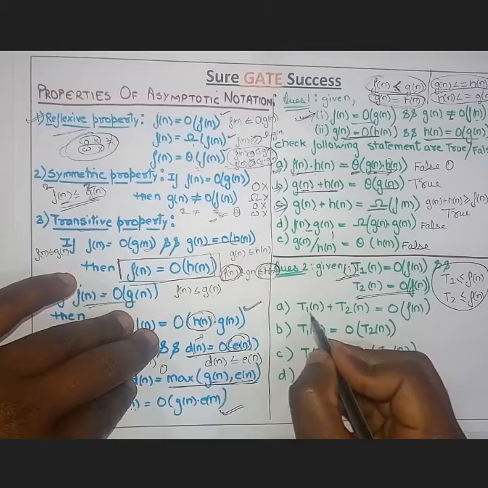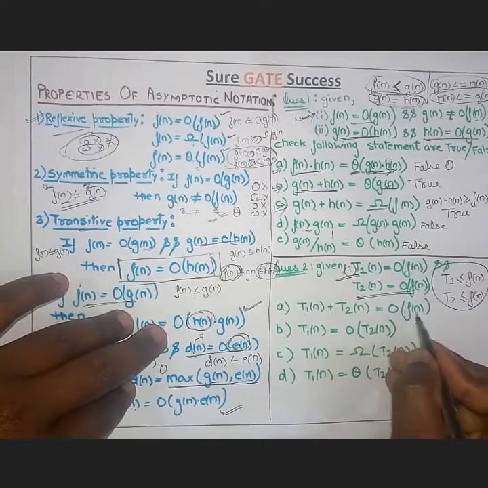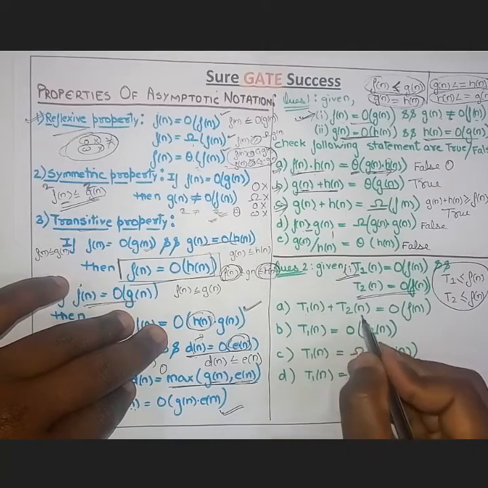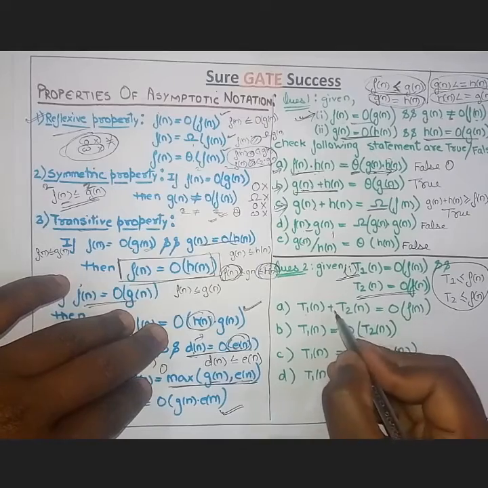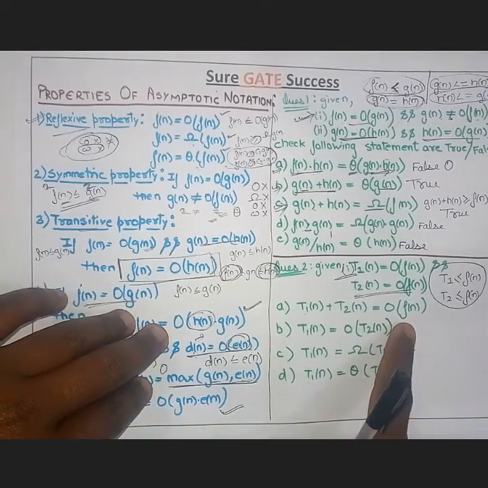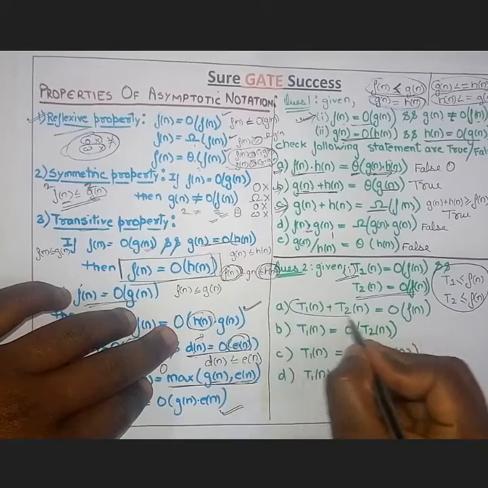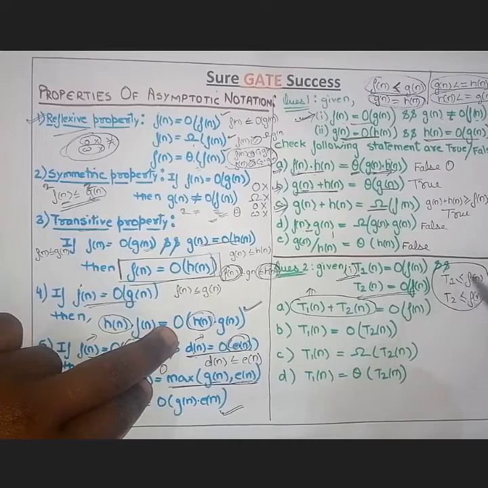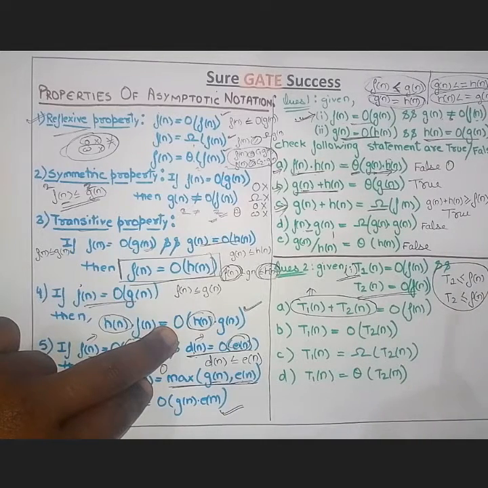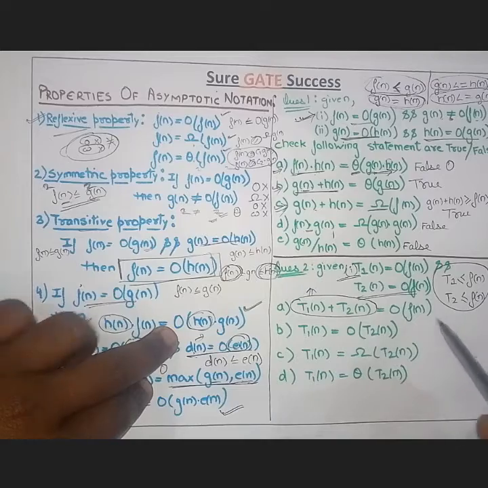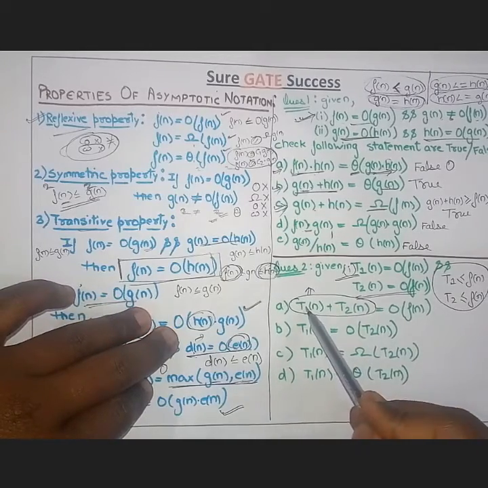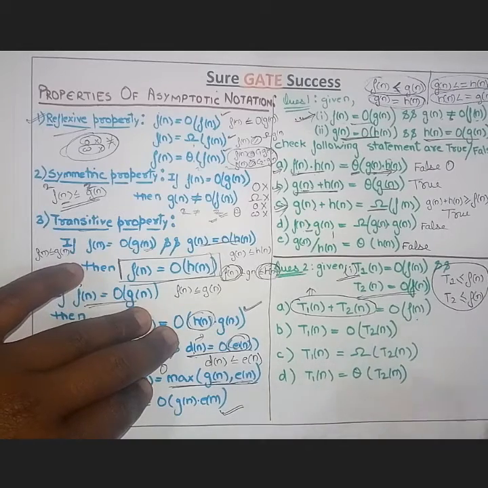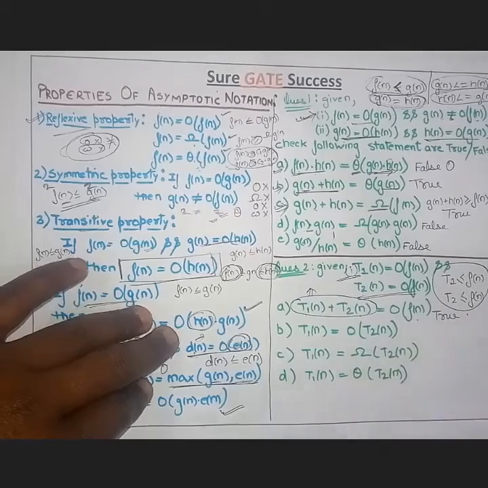The first statement is T1(n) and T2(n) is big O of f(n). That means what we can conclude is that it has to be less than f(n). We have to take whichever is higher among the two, either T1 or T2, but it is given that neither T1 is higher than f(n) nor T2 is higher than f(n). So this will be true, because this is not higher, this is not higher, and this is the same thing we want to prove. Therefore this will be true.